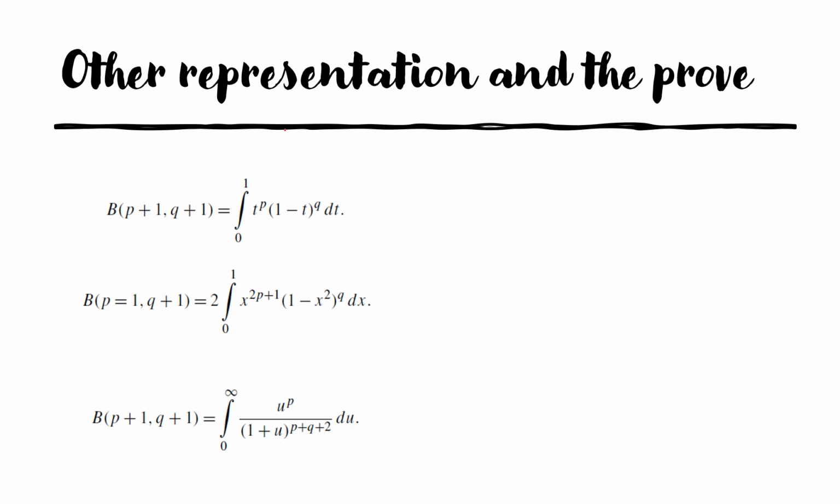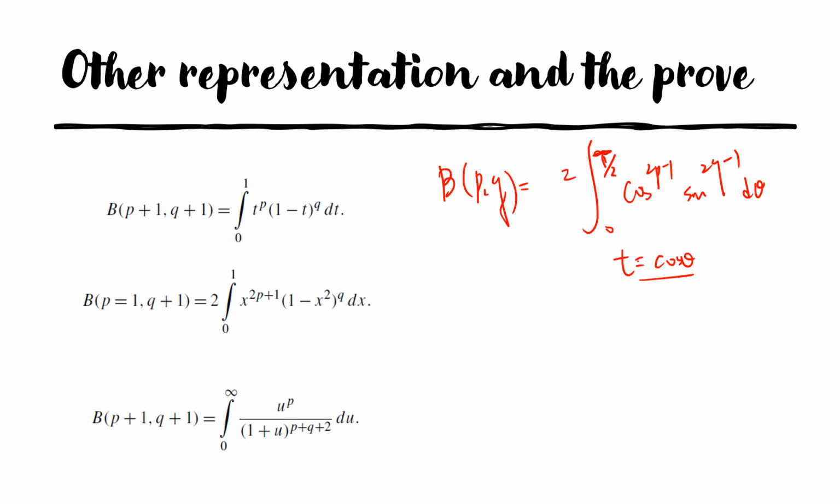Now I want to introduce three other usual definitions of the beta function and prove they are all the same. Remember the first one, what we started from: cosine to the 2p minus 1, sine to the 2q minus 1, integrated up to pi over 2. The first substitution: I can let t equal cosine theta. Maybe let me see which one is better.